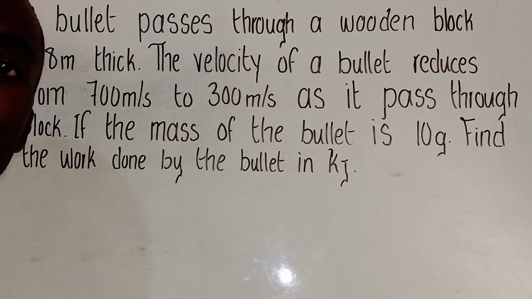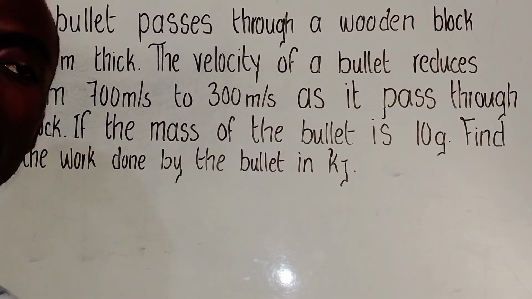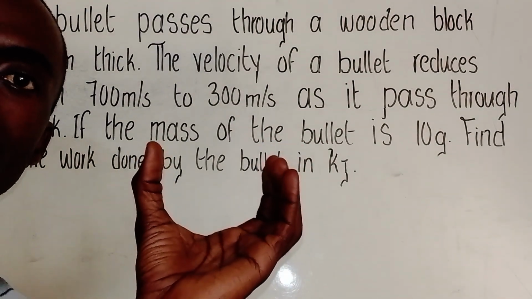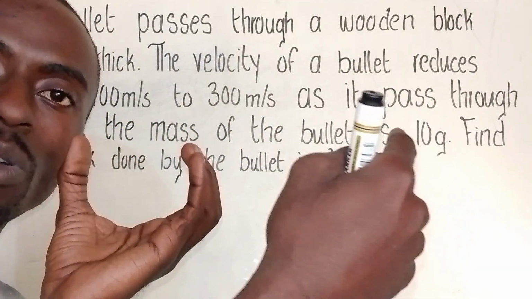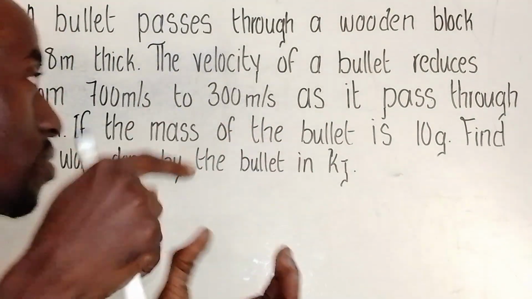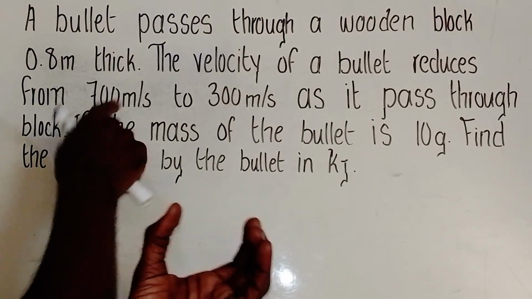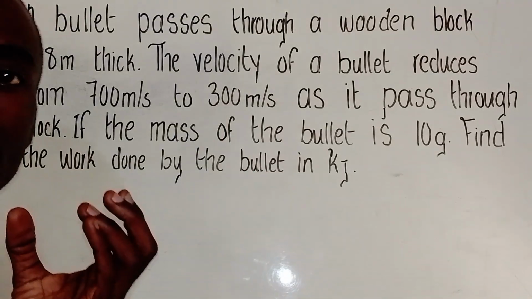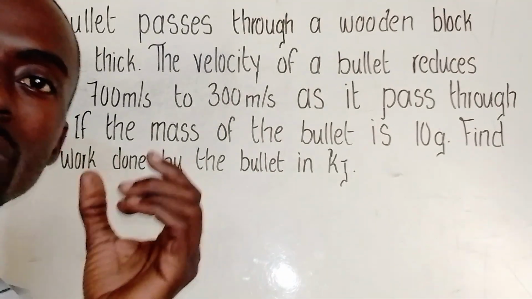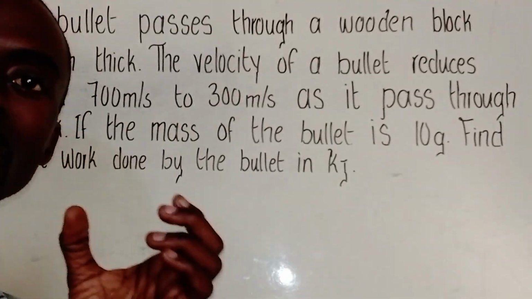Okay, you need to understand that this simply means that we're given a block, and a bullet is being fired from here and then it passes through this block. Before it passes, the velocity was 700. After it passes, the velocity was 300 meters per second. We know that velocity is the change of displacement with time.